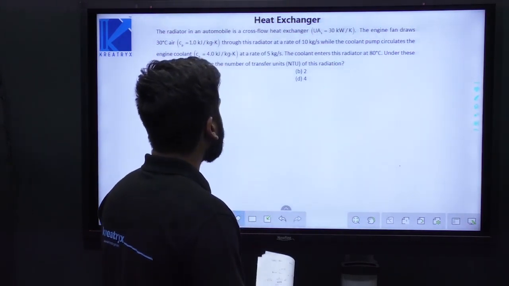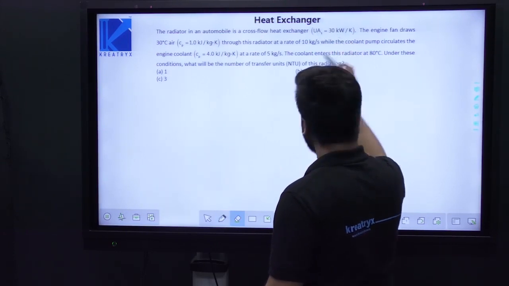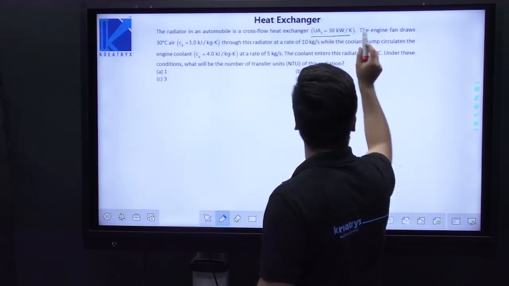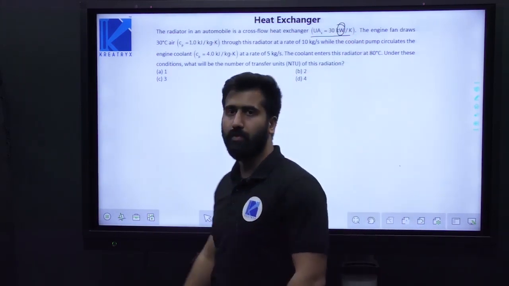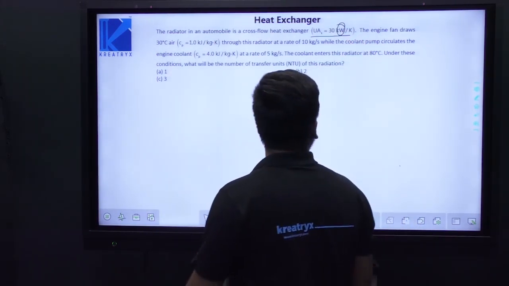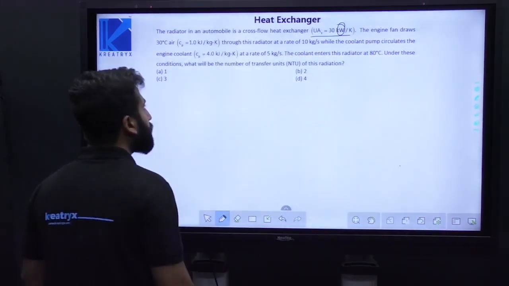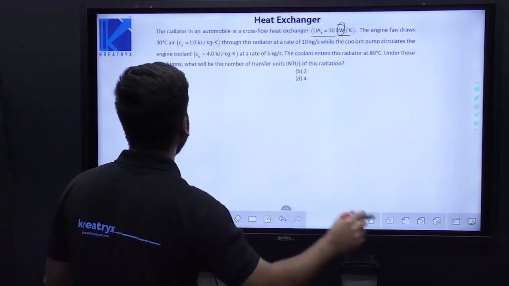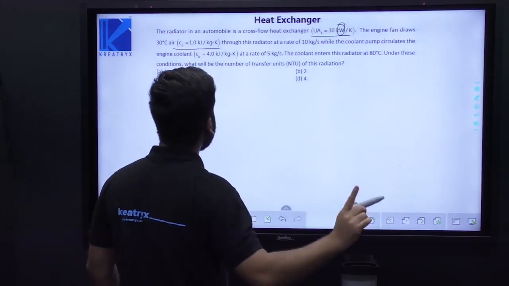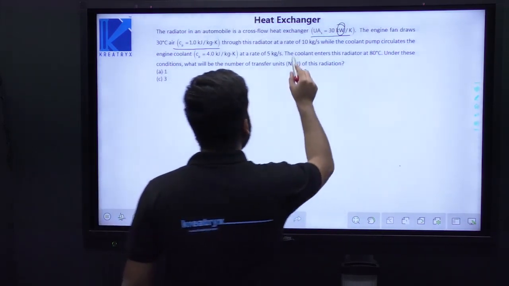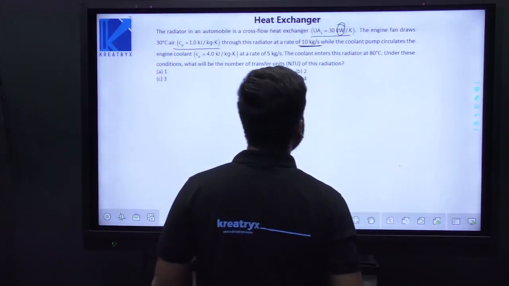So it's a cross flow heat exchanger, and UA is given as 30 kilowatt per Kelvin. Make it in watt. Try to work in SI units. The engine fan draws 30 degrees Celsius air through this radiator at 10 kilogram per second. Cp of air is given as 1 kilojoule per kilogram Kelvin. Change it to joule per kilogram Kelvin.